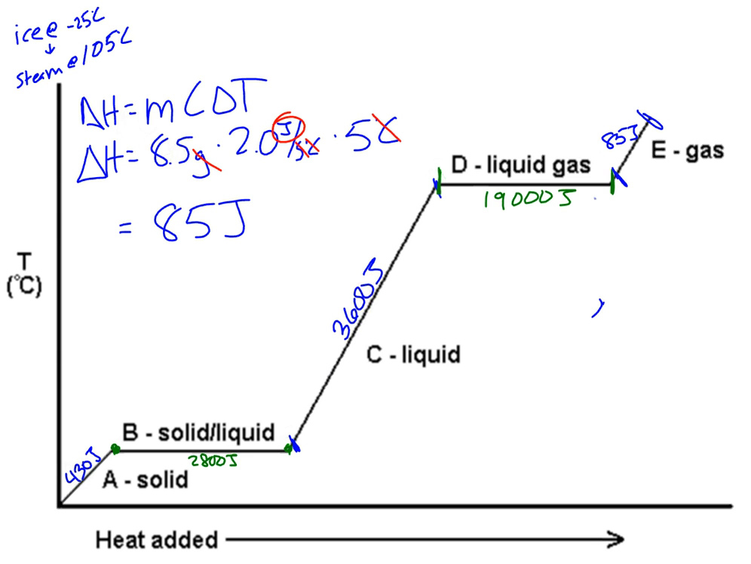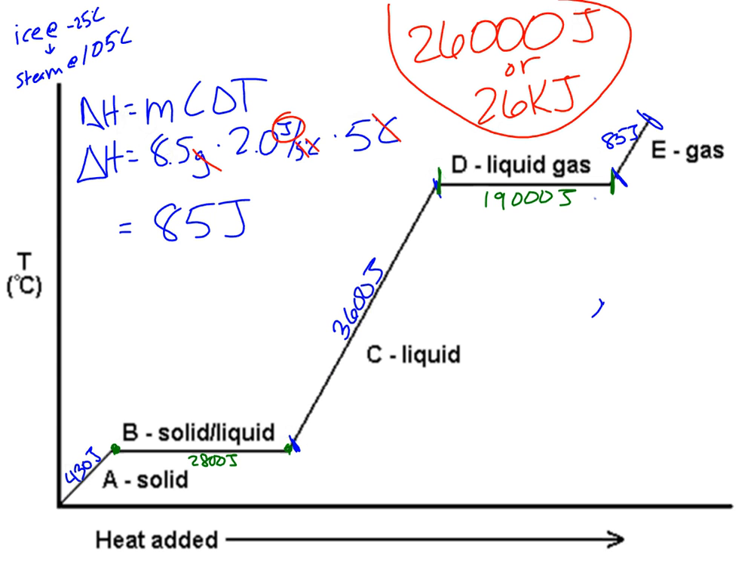So, final step, I add all those numbers together. So I add 85 joules plus 19,000 joules plus 3,600 joules plus 2,800 joules and 430 joules, and my final answer ends up being 26,000 joules when you take in sig figs, because there's only going to be 2 sig figs, or 26 kilojoules. This is my final answer to the problem.